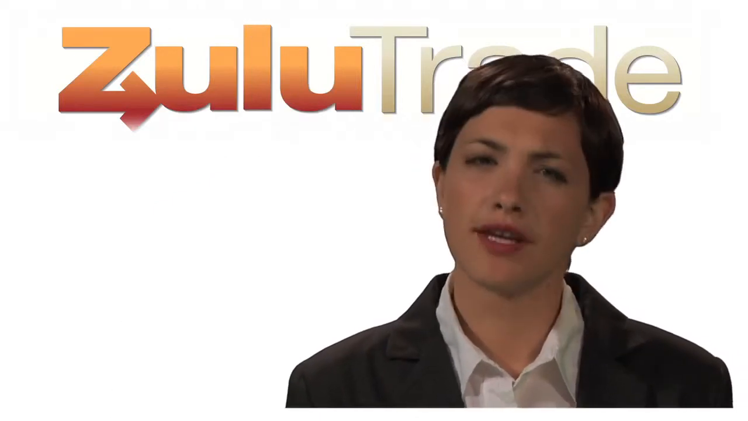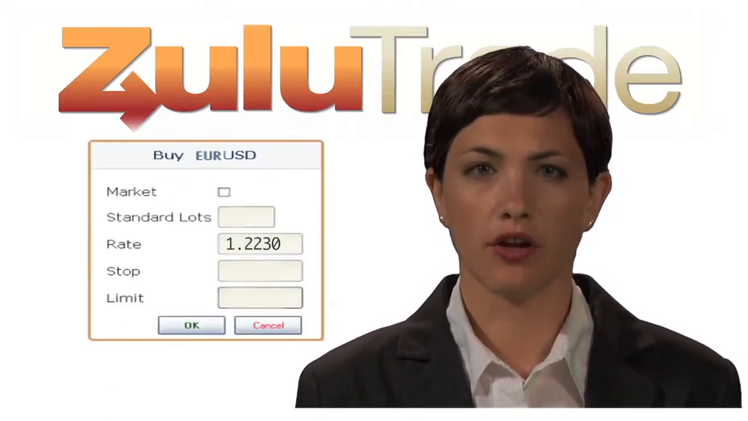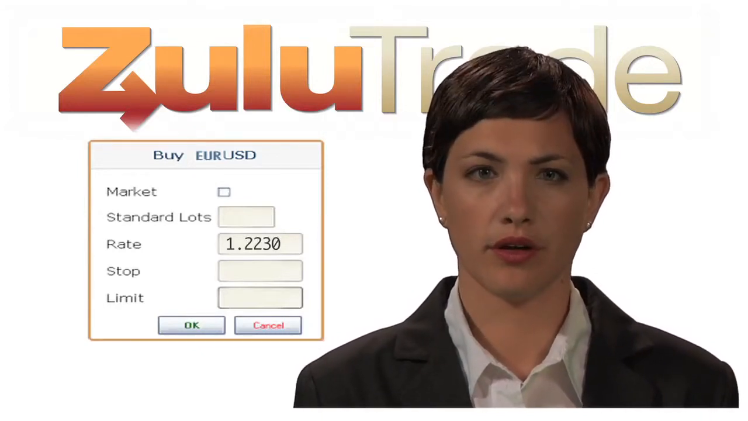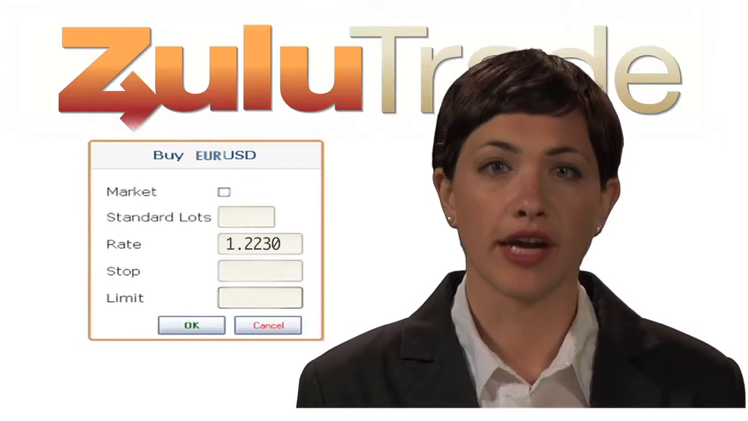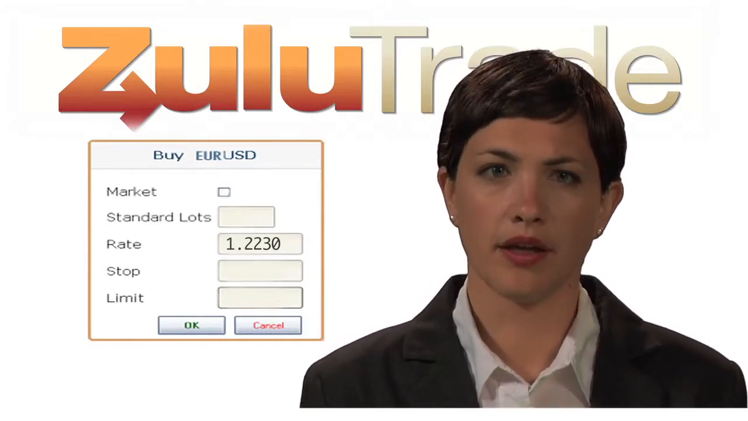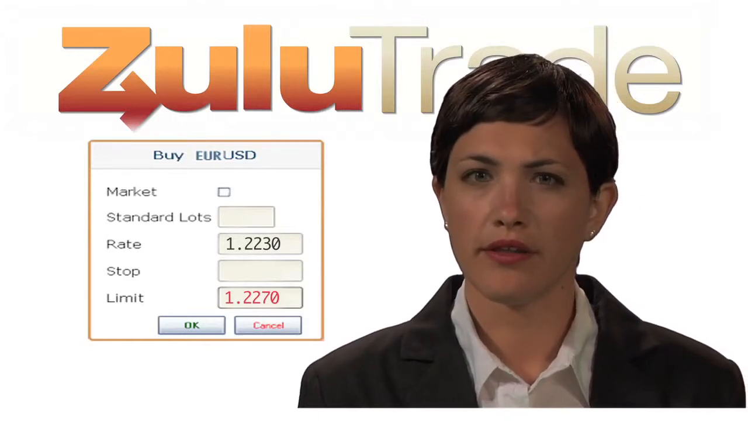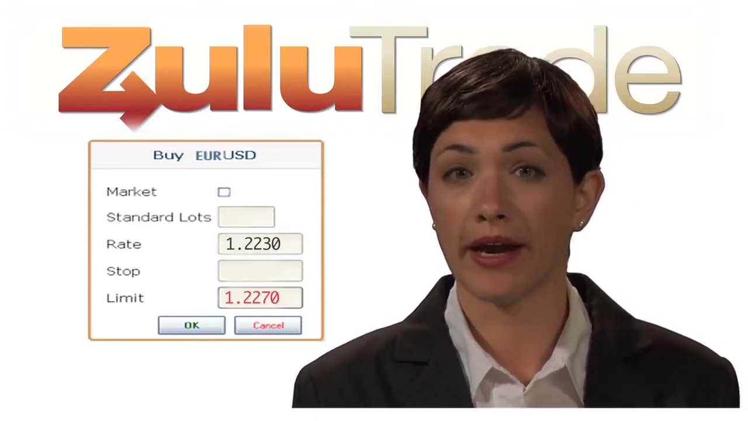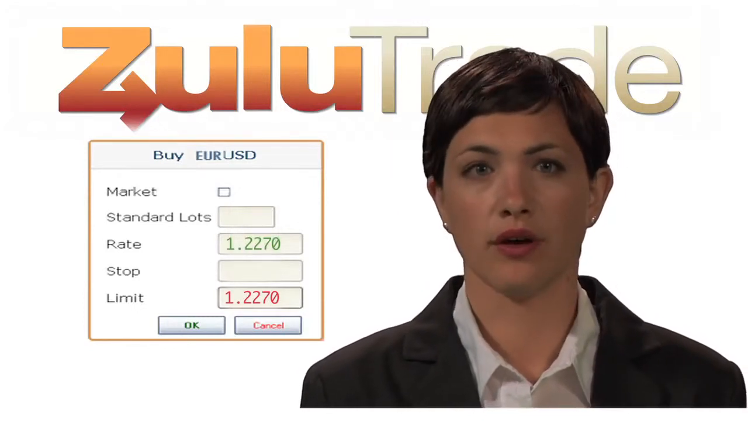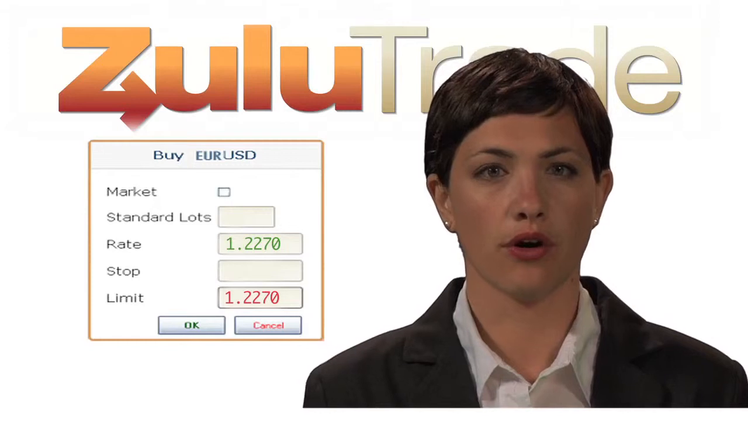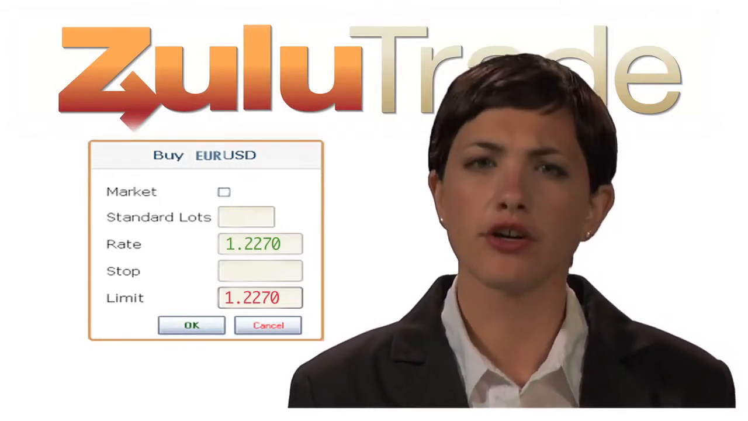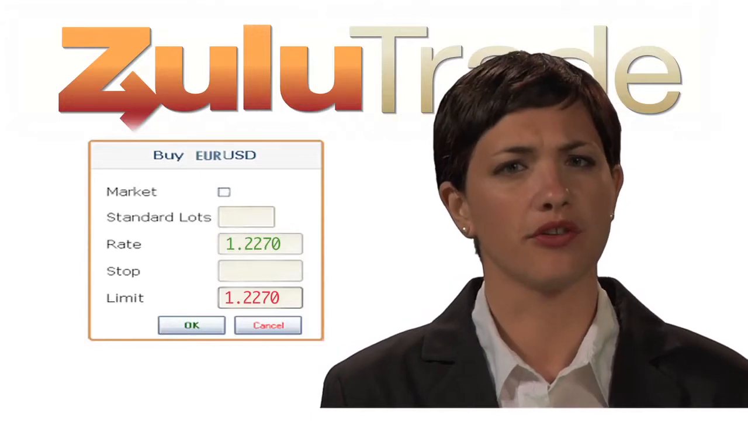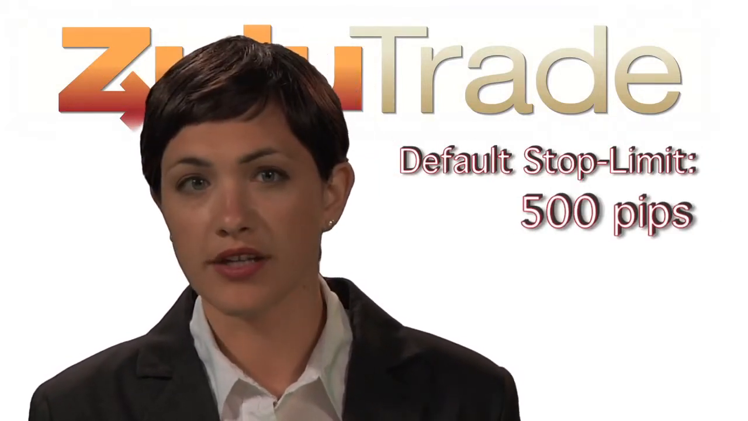Let's assume that, as in the previous example, you bought a Euro-US dollar pair at 1.2230. If you think that a reasonable gain from this trade is 40 pips, you can set a limit at 1.2270. This means that if you were right and the Euro-US dollar pair rose to 1.2270, the platform would automatically execute the order at 1.2270 and secure your 40 pip gain, even if later the position falls lower than this level. On Zulu Trade, all positions have, by default, a stop limit at 500 pips. Like the stop loss, you can also customize the stop limit at the specified field.